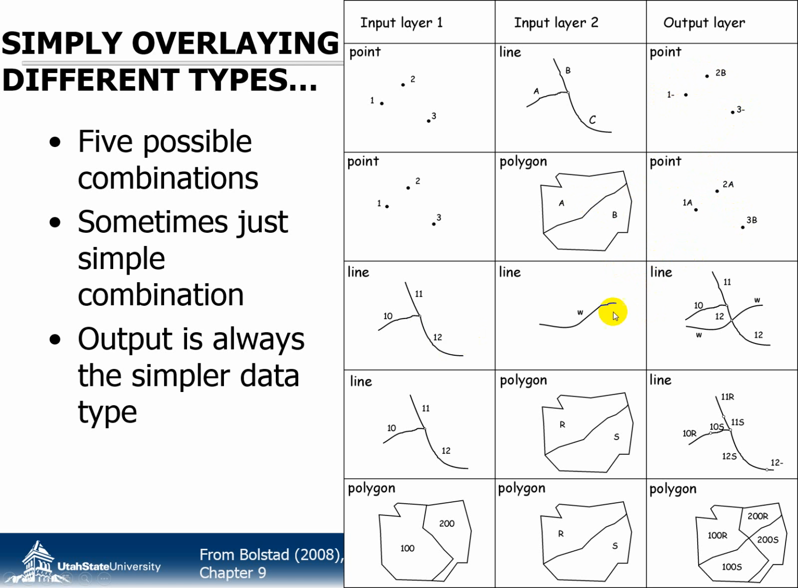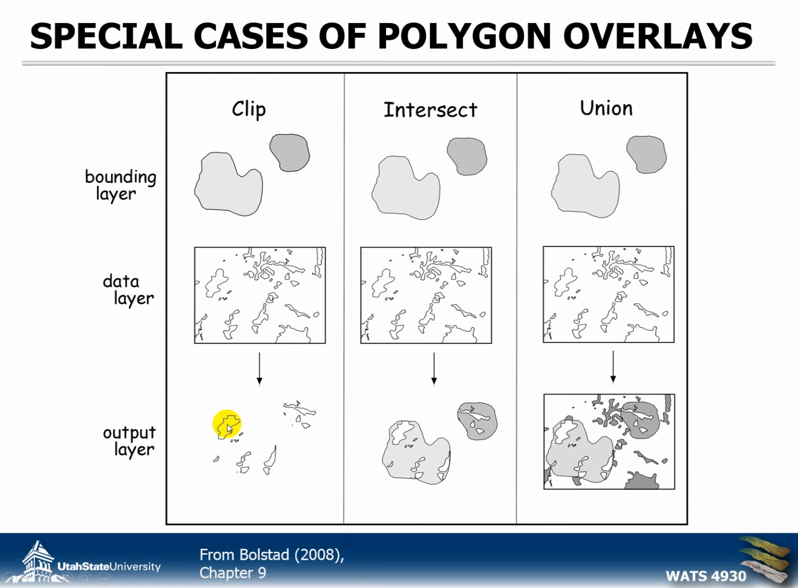You could have lines that are overlaid with other lines. You could have lines that are overlaid with polygons, or polygons that are overlaid with other polygons. And so the output is always the simpler of the two data types if it's a mixed input. So some special cases of polygon overlays that we've already mentioned in passing.